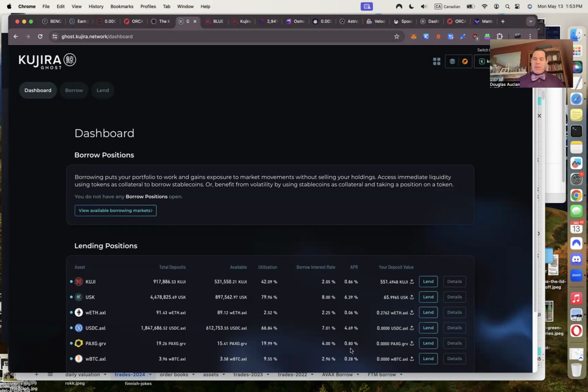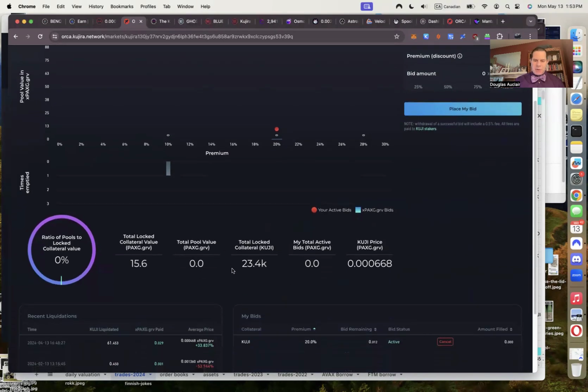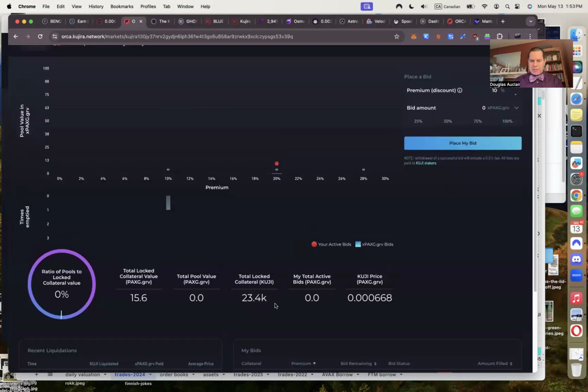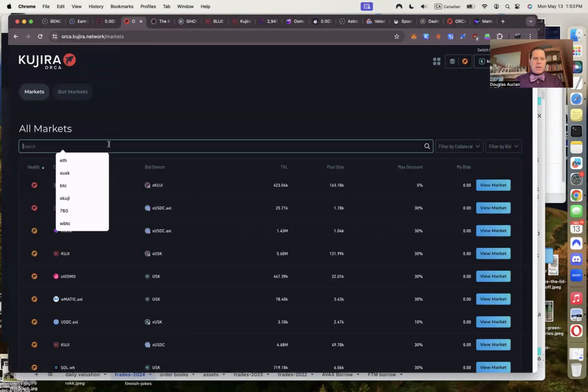That's better than absolutely nothing, but it needs help. And so this is how you become a leprechaun. You bid with gold lent to Ghost in a marketplace that supports it. So the total collateral for Kuji on the gold marketplace is 23,000. So yes, that's a marketplace that supports it. Let's look at all the marketplaces for gold.